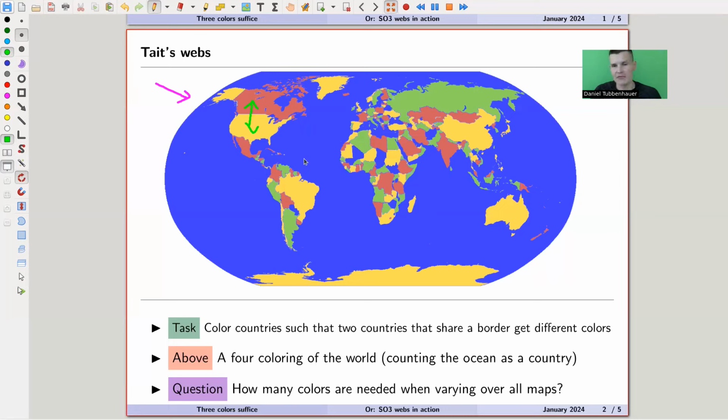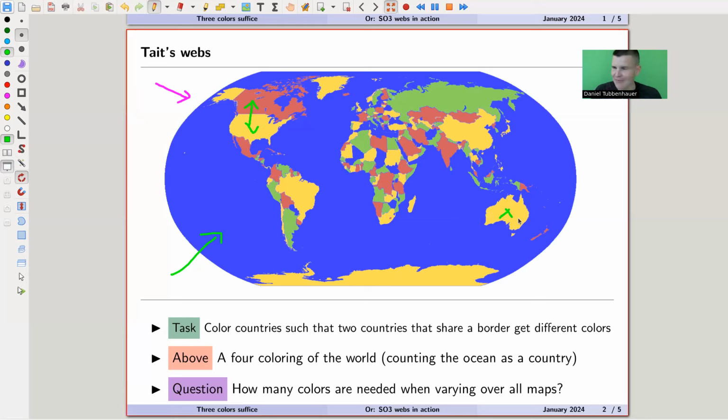So the task: color the countries on any map you can hook up, not just a world map, such that two countries that share the same border get different colors. In my picture above, I actually consider the ocean as a country. So the ocean gets color blue, and only landlocked countries can get color blue as well, for example those landlocked countries here in Africa, or this one here. Landlocked countries can get color blue and no other country can. Australia, for example, where I'm recording this, can't get color blue because Australia is obviously not landlocked.